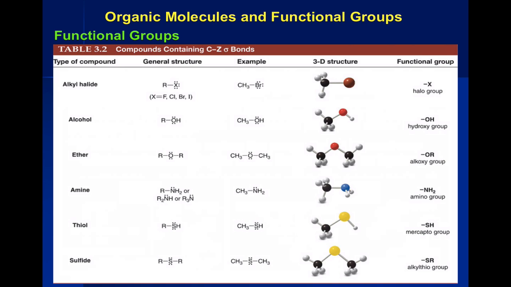Thiols. These are known as mercapto functional groups, the SH here. What is this related to in the list? It is related to the alcohol, right? Because oxygen and sulfur are in the same family, right? Are there big differences in their chemistry? There are.